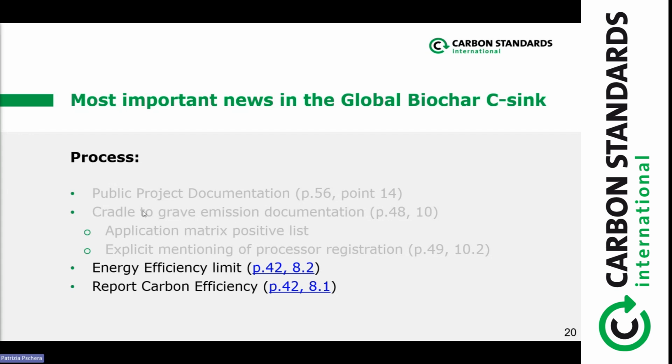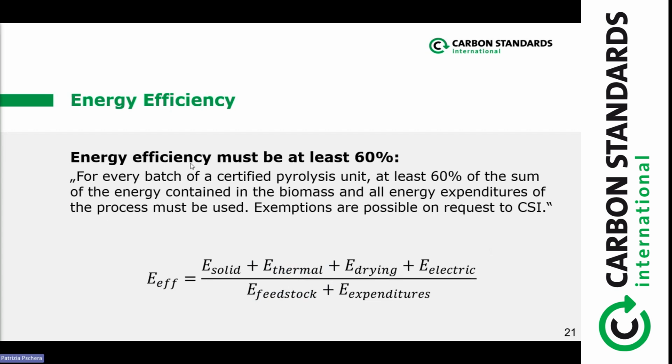Yep, so that was the deeper look into the public project documentation. Now I want to speak about the energy efficiency. We introduced an energy efficiency limit of 60%. That means that for every batch of a certified pyrolysis unit, at least 60% of the sum of the energy contained in the biomass and all energy expenditures of the process must be used.